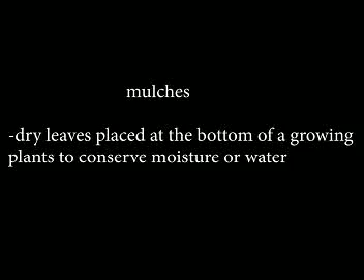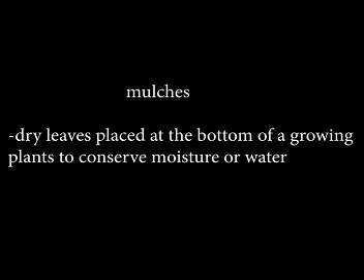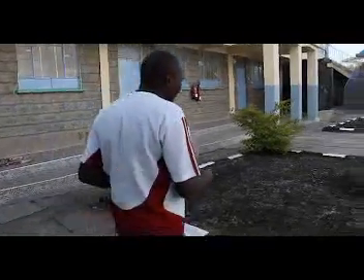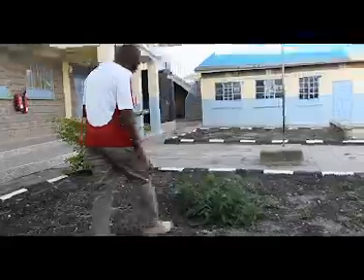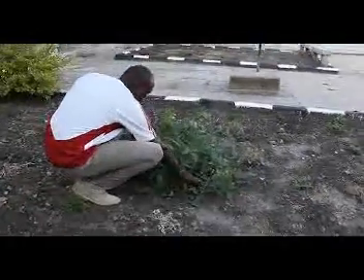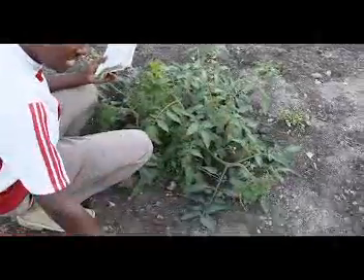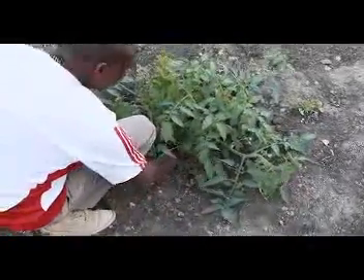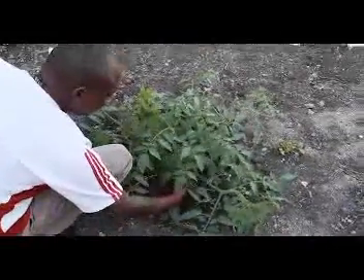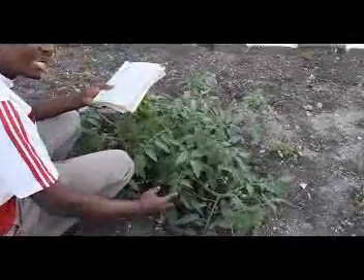We have another type of manure, which we call mulches. Mulches are dry leaves placed at the bottom of a growing plant to conserve water or moisture. Take an example of this plant, whereby this is my tomato plant, and I have dry leaves. These are examples of dry leaves, and I put them under this region, the region whereby the stem and the roots are meeting under the ground.